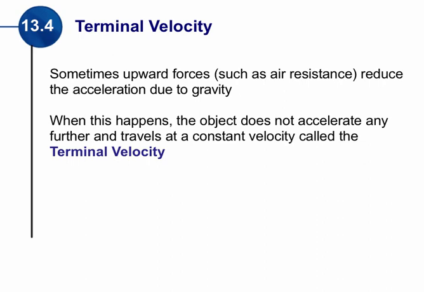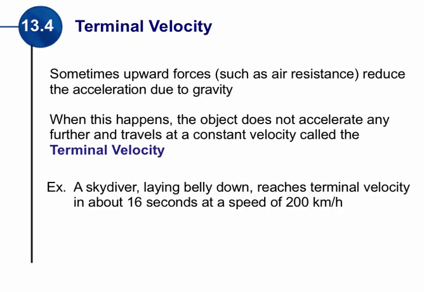And this constant velocity is called the terminal velocity. This is the fastest that the object can travel. Now it depends on a number of things, the biggest one being surface area. So an example, if you are skydiving and you're laying belly down, arms stretched out, you create a large surface area. And you would reach terminal velocity in about 16 seconds. At this point, you would be traveling 200 kilometers an hour. Clearly a very, very fast speed.